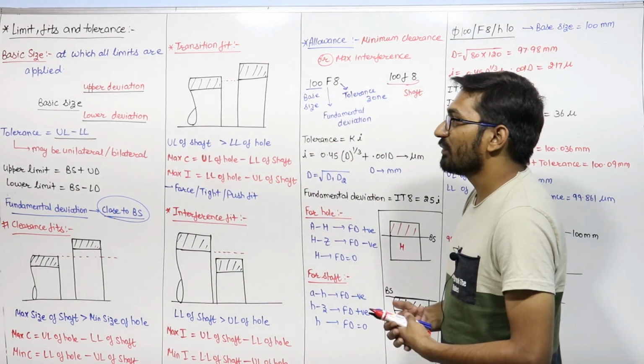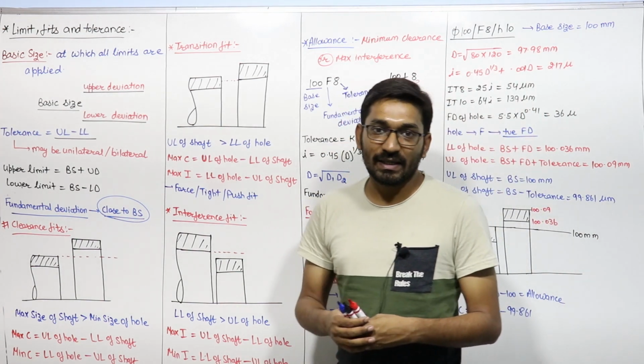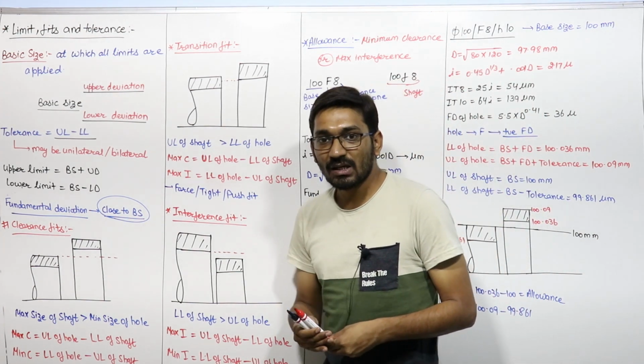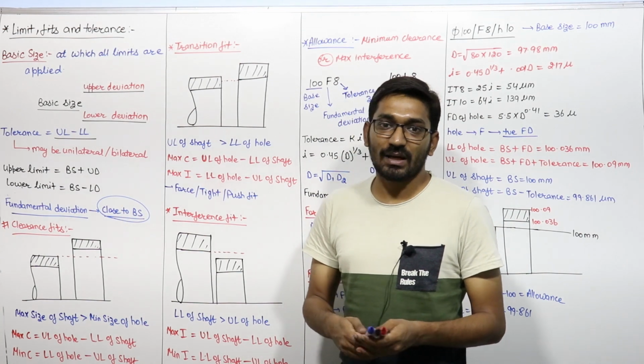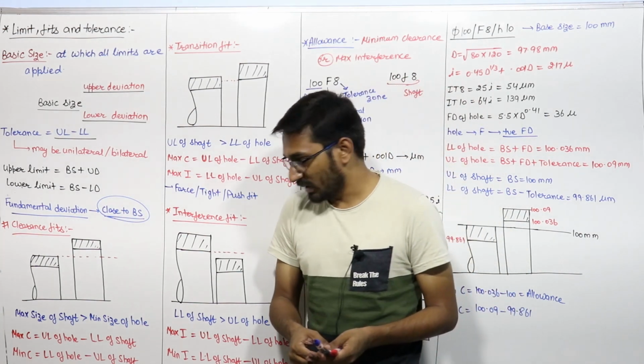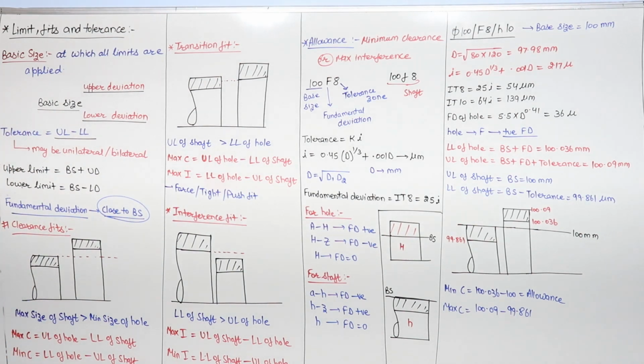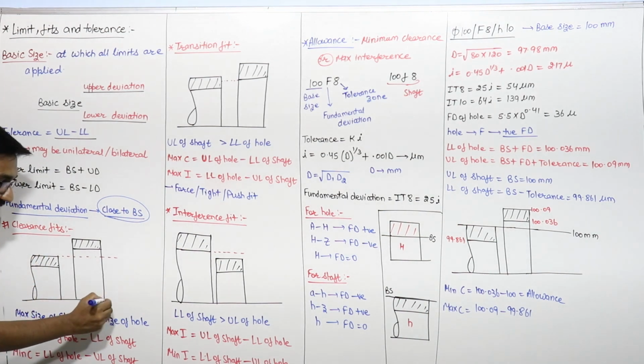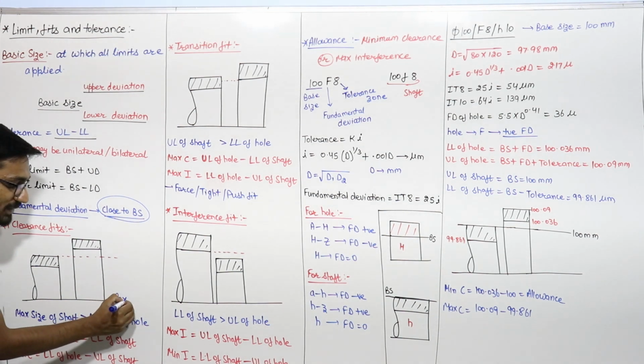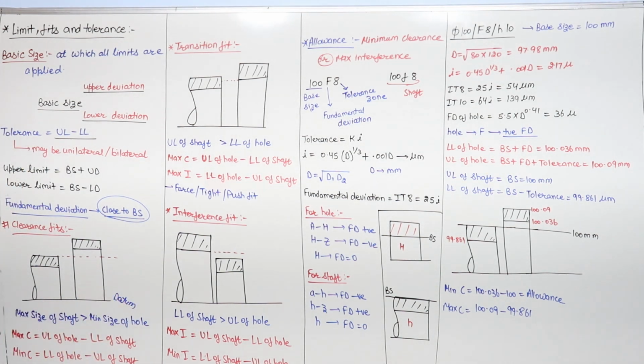There are three types of fits in production. One is clearance fit, another one is the transition fit, and the third one is the interference fit. Let us discuss one by one. First of all, let us see what is the clearance fit. This is the hole. We can denote hole like this, right? And let us say this is some datum, some reference level to measure the diameter. Some datum is there.